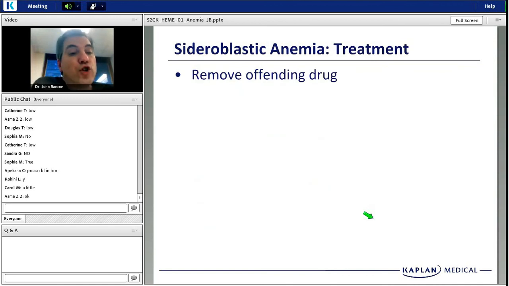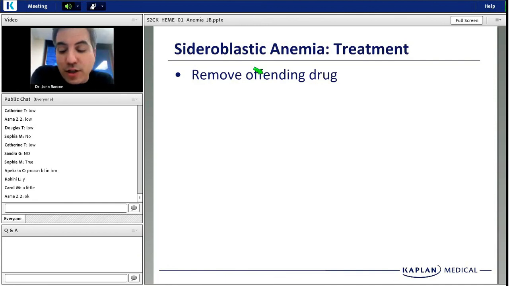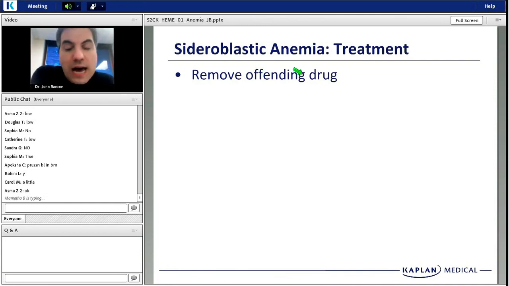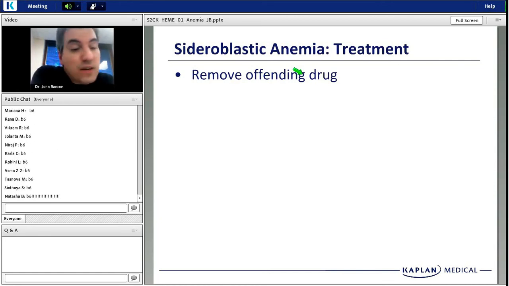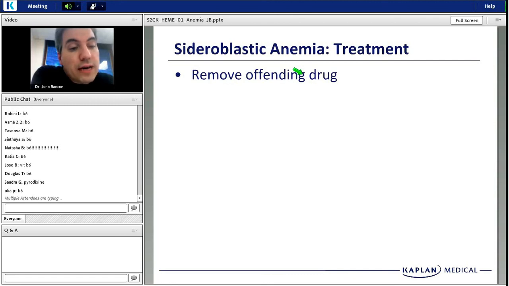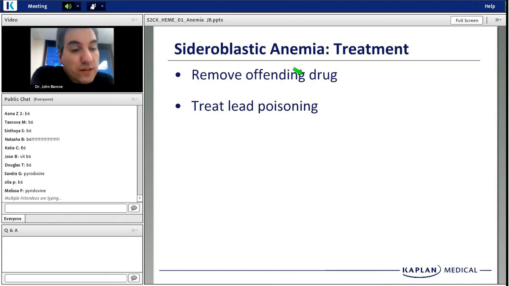All right, now treatment. The treatment is if it's drug-induced, stop the drug. Stop the INH. Whatever drug it is, stop the drug. And then what vitamin do you think I should give? What vitamin would you be giving here? Yeah. I always give B6. Always give B6 because it may get better. Give B6. Okay? And of course, if it's lead poisoning, we'll treat the lead poisoning, right?